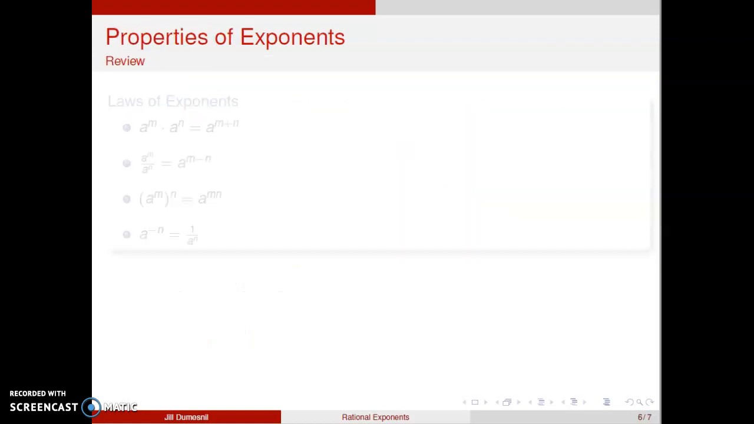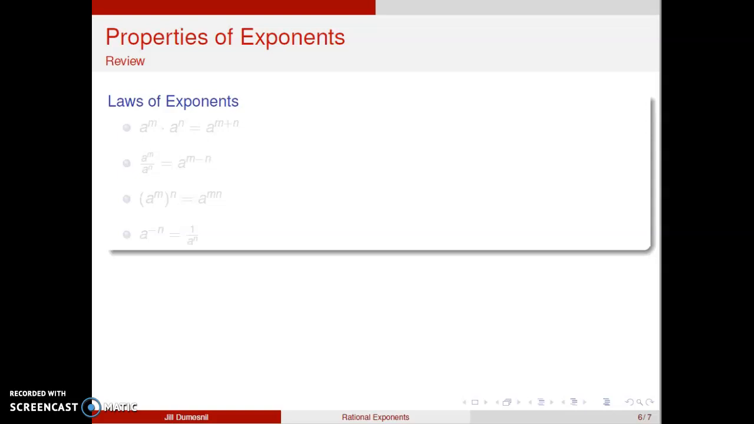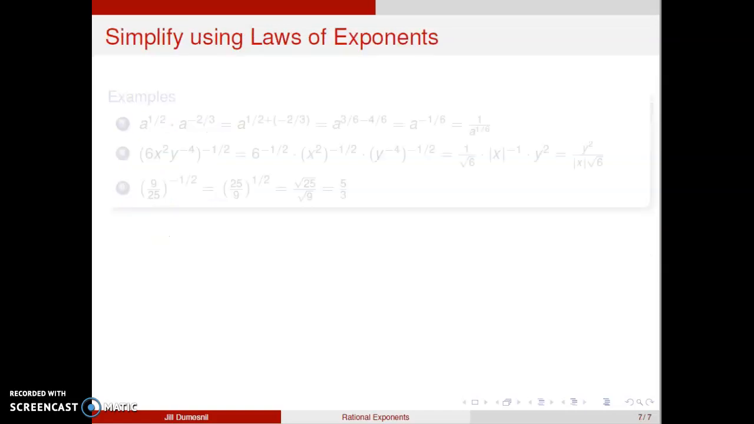Let's quickly review some basic properties of exponents. When we multiply like bases, we add the exponents. When we divide like bases, we subtract the exponents. When we raise a power to another power, we multiply exponents. And a negative exponent means to reciprocate. Importantly, these laws hold regardless of the type of exponents. So we can use the laws of exponents to simplify expressions involving fractional exponents.